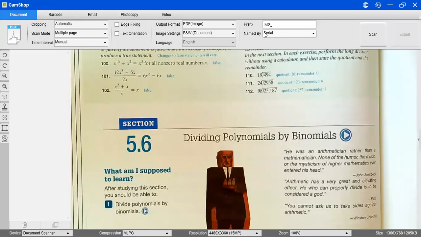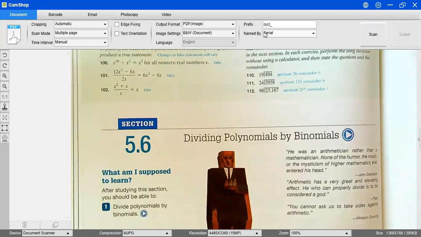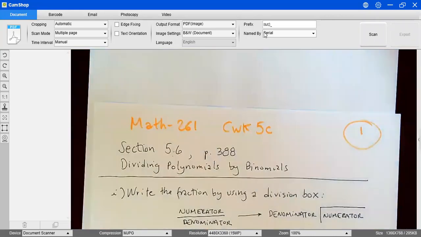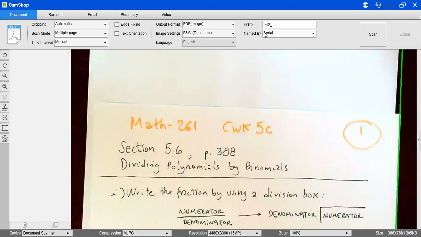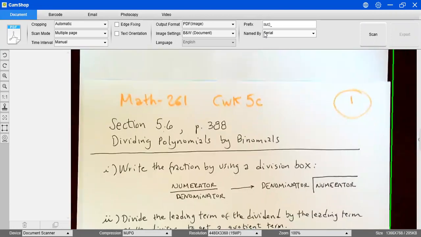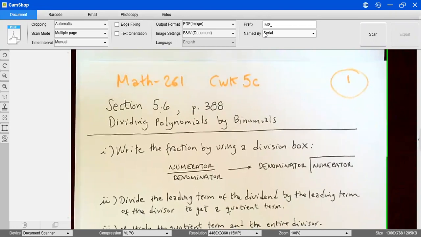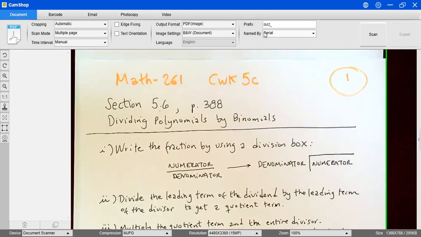We're going to start section 5.6 on page 388 about dividing polynomials by binomials. So I'm going to provide you with the steps the way I understand them. First, we're going to write the fraction or the division by using a division box.